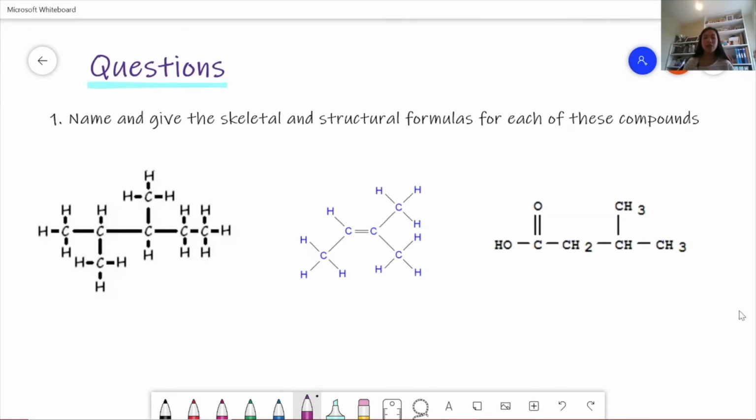Now we're going to look at some questions. For question 1, name and give the skeletal and structural formulas for each of these compounds. First, we can start with the structural formulas because it's probably the easiest. We read from left to right and we just write what we see basically.